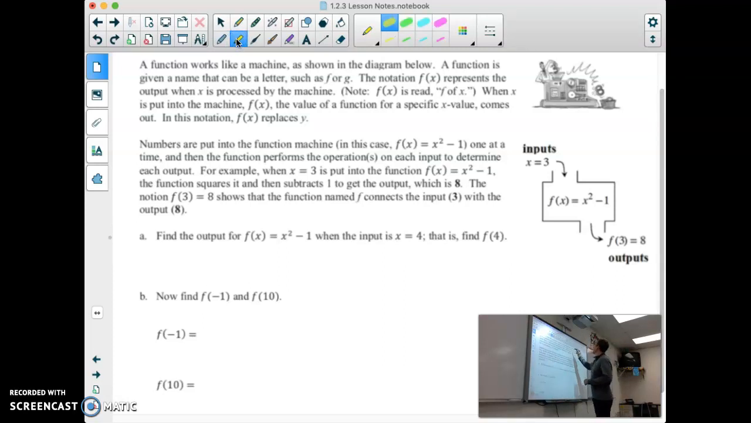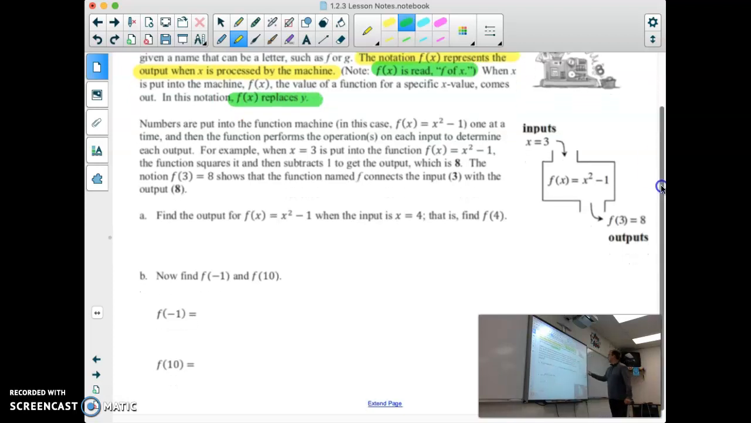So that's a big one here. The notation of f of x represents the output when the x is processed by the machine. So it is that little thing right there. f(x) is read as "f of x." In this notation, the f of x replaces the y. So this is a little easier to use.